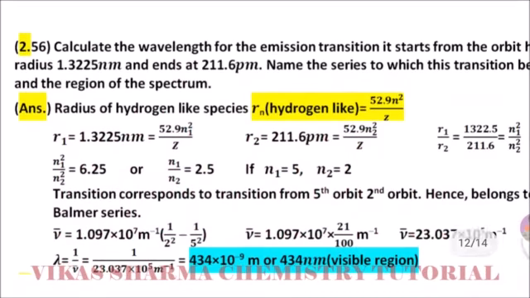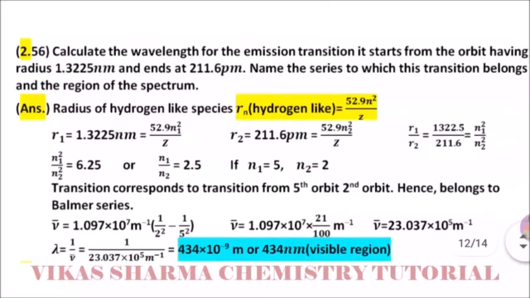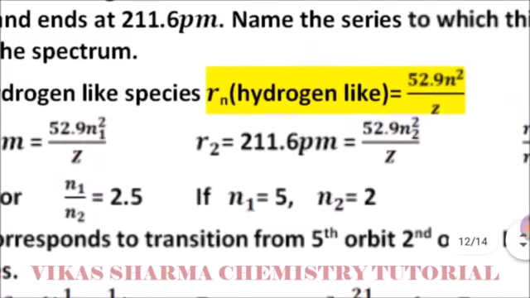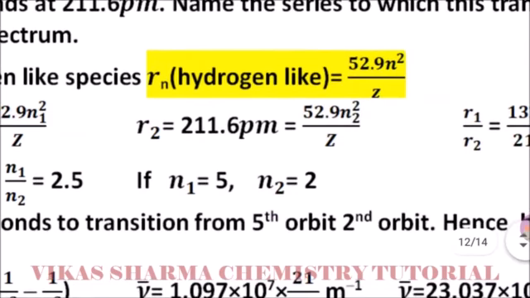Next question is 2.56. Calculate the wavelength for the emission transition if it starts from the orbit having radii 1.3225 nanometer and ends at 211.6 picometer. Name the series to which the transition belongs and the region of the spectrum. So students, we know radius of hydrogen-like species Rn is equal to 52.9 n² divided by Z. Rn1 is given 1.3225 nanometer, equal to 52.9 n1² divided by Z. Rn2 is given 211.6 picometer, equal to 52.9 n2² divided by Z.